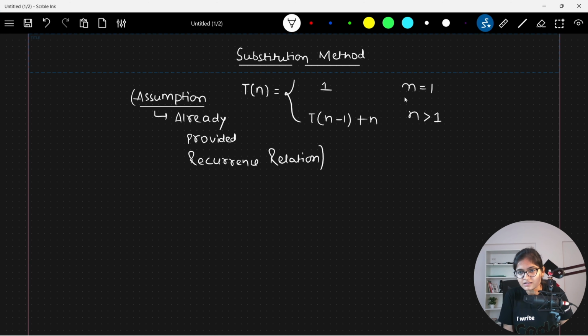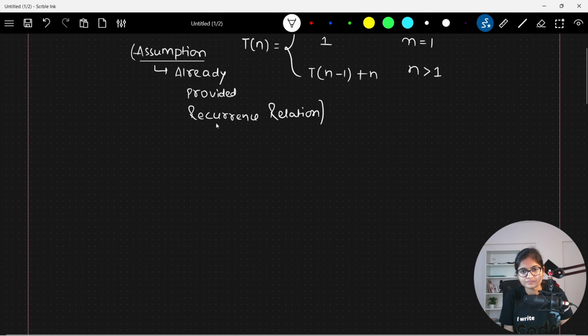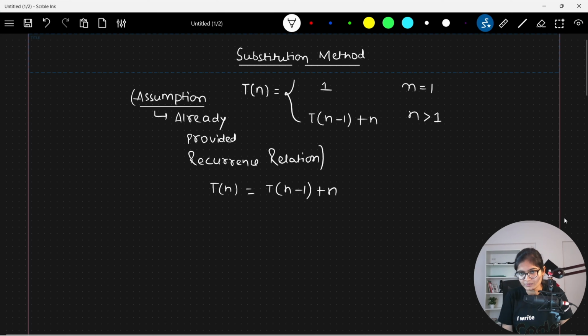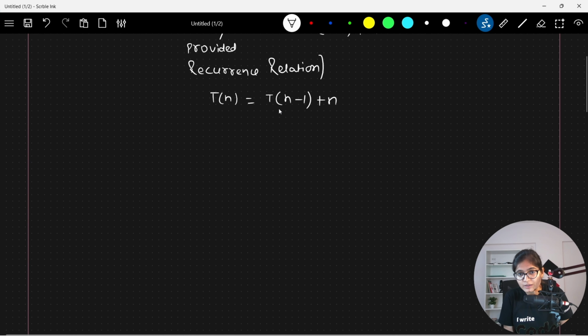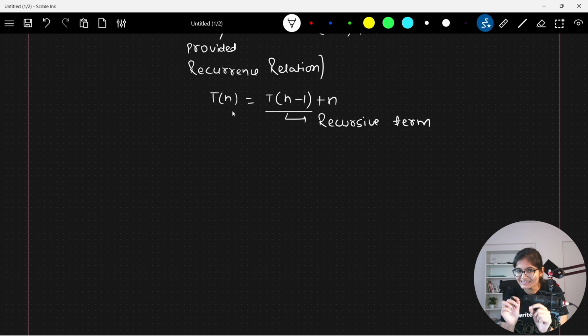Now, for this particular case, when T of n equals T of n minus 1 plus n, when I say substitution method, it means that you need to substitute this recursive term. This is the term which is called a recursive term, meaning this is the function which is repeating itself, right? Now, just try to place n minus 1 instead of n and let me know what the value of T of n minus 1 is. I hope everyone agrees with me. If I place, instead of n, n minus 1.